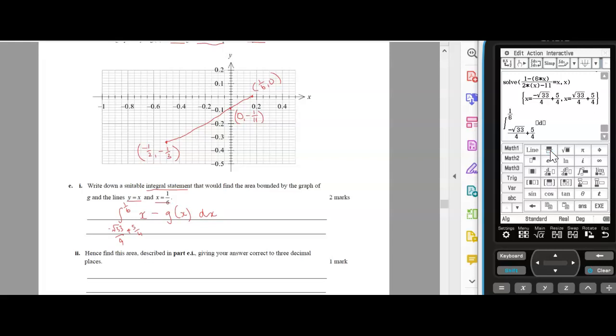Now, I probably should have defined g of x before, but here it is here. And I just remembered I should have done x minus that. So our top line minus our bottom, and then dx. Now, it says we've got to do it to 3 decimal places, so I'm just going to change it to decimal here, and then press enter. All right, so I get 0.030.